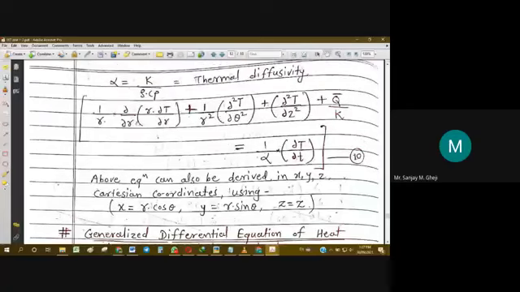Now see, this is the final form of equation that you should know and remember. It is 1 upon r del by del r of (r del T by del r) plus 1 upon r square del square T by del theta square plus del square T by del z square plus q bar by k equal to 1 upon alpha del T by del t.